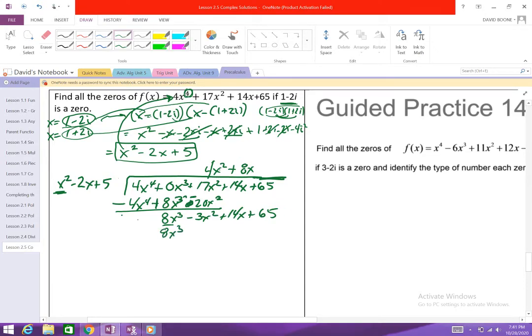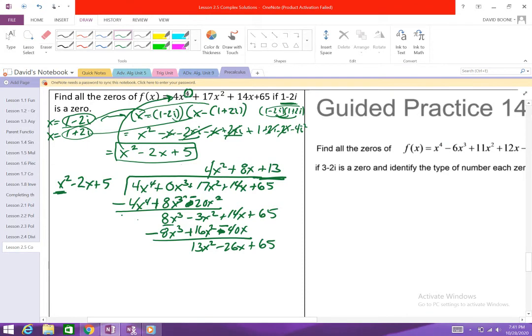8x times each of these pieces. 8x times x to the third is 8x to the third. 8x times minus 2x is minus 16x squared. 8x times 5 is 40x. Remember to change the signs. Add them here. This is 13x squared, and then minus 26x plus 65.